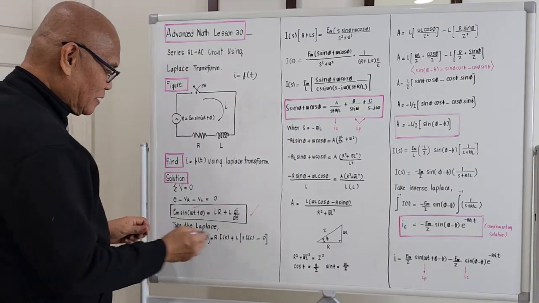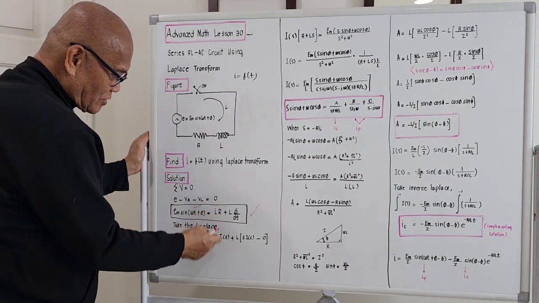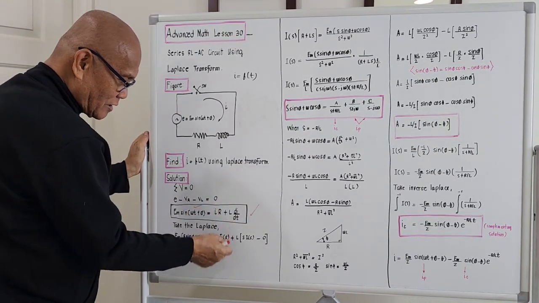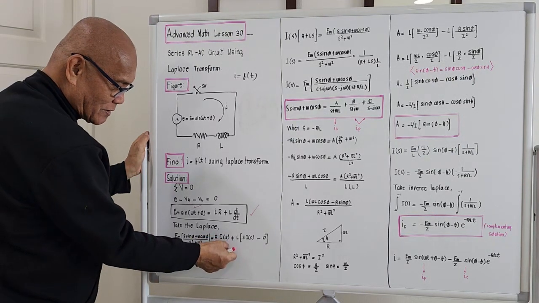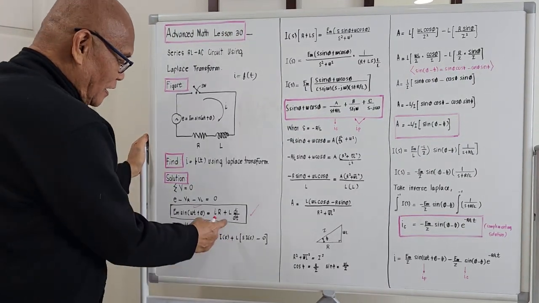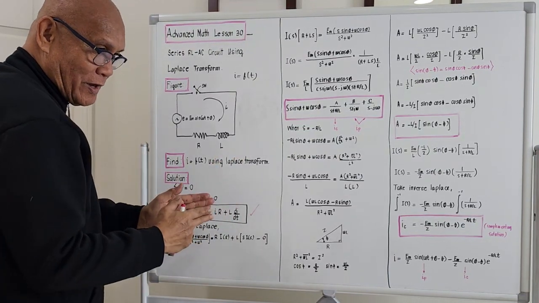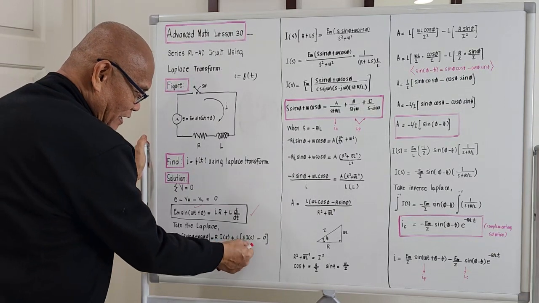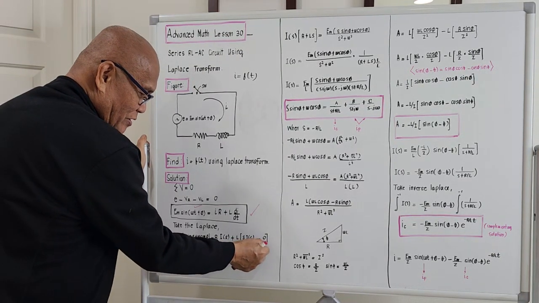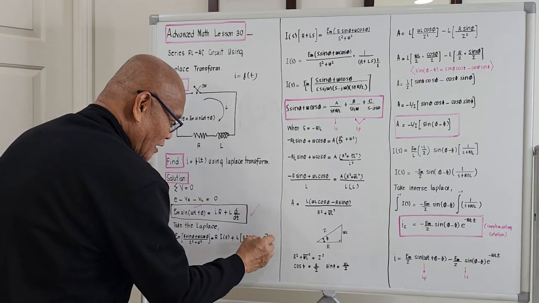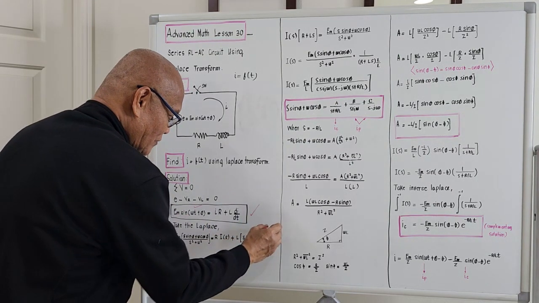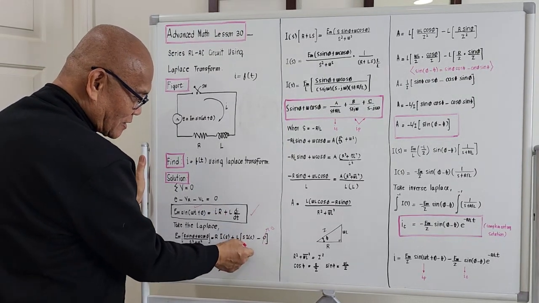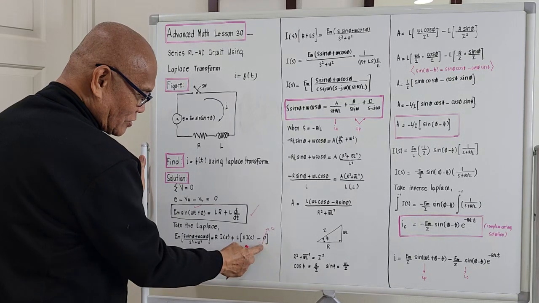For the product IR, R is constant, so it will be R times the Laplace transform of small i, which is I as a function of S. Plus L, the Laplace transform of the derivative, which we have derived already, so it will be S times I of S minus 0. This minus 0 is the initial condition, which is 0. So for L, the Laplace transform will be L times the open bracket S I of S minus 0.